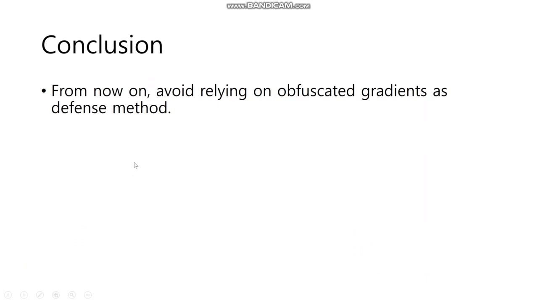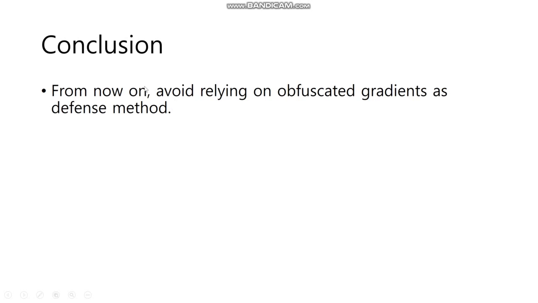So the conclusion is this paper proposed two methods. One is BPDA, backward pass differentiable approximation, and another is expectation over transformation, EOT. The first one is for attacking defense methods that apply a non-differentiable layer to the neural network. And the second one, EOT, is for attacking defense methods that apply stochastic layers in the neural network.